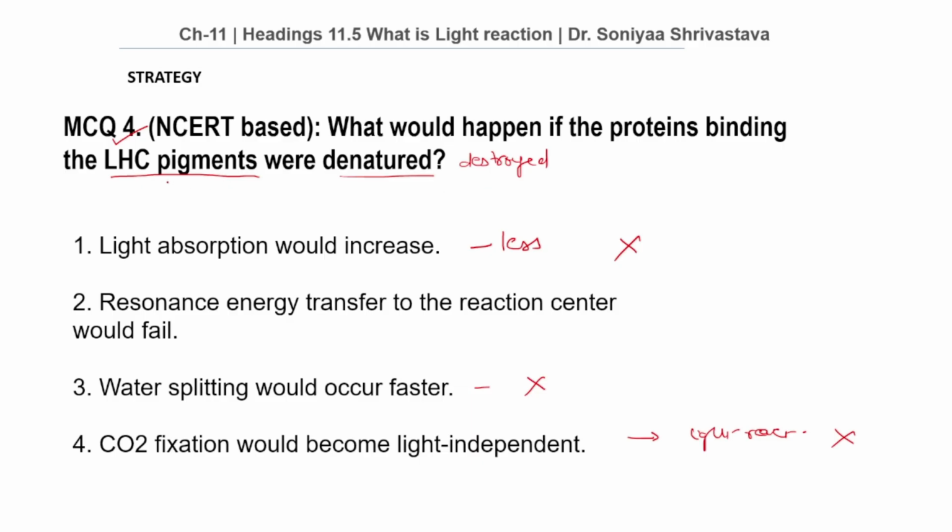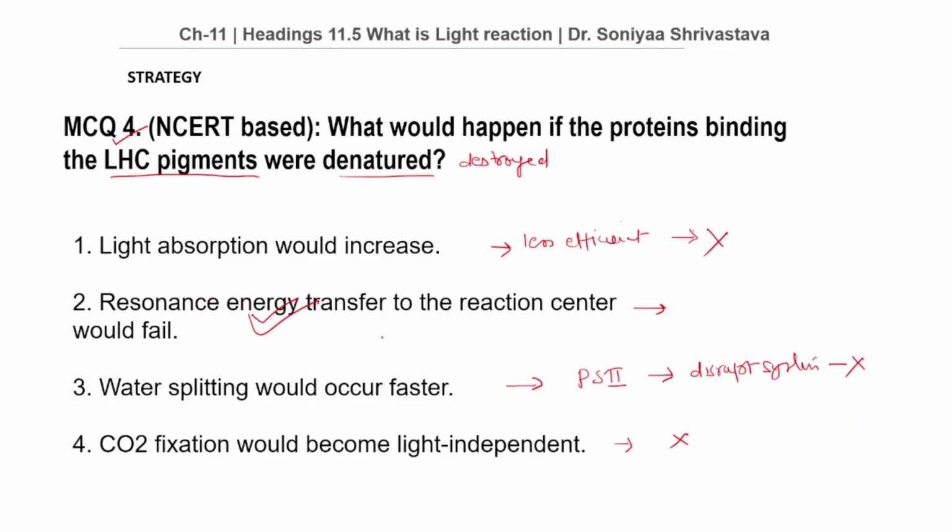Now coming to option number 2. Resonance energy transfer to the reaction center would fail. Yes, this is our option. How? Proteins help maintain the proper arrangement of pigments. If they were destroyed, light absorption and the energy transfer to the reaction center would fail. So this is our correct answer.